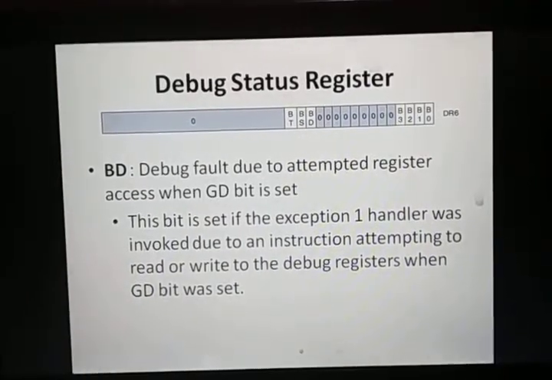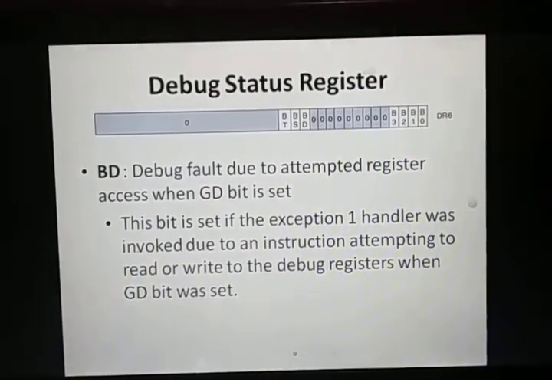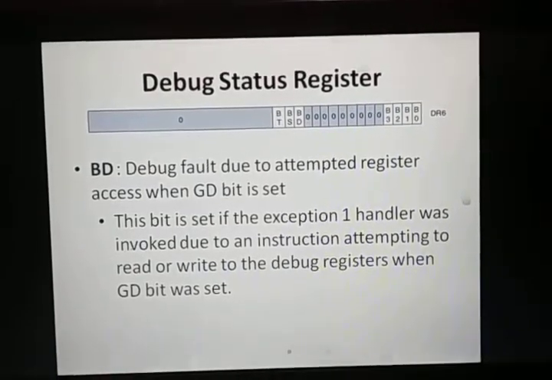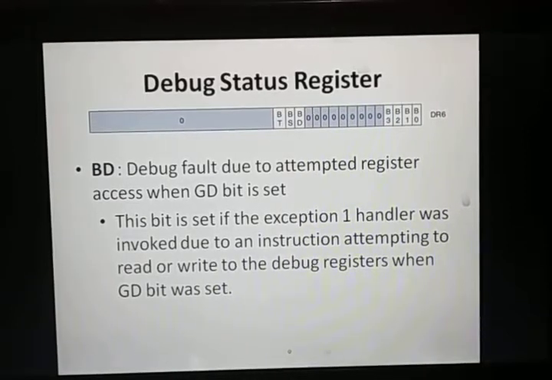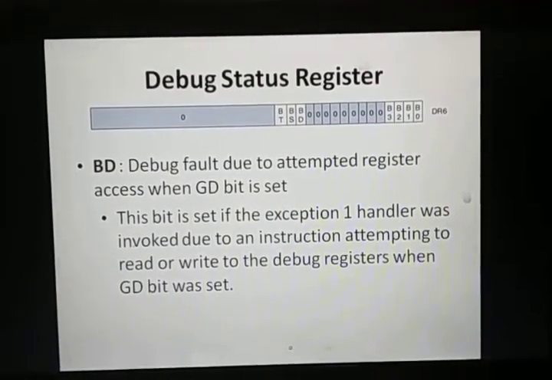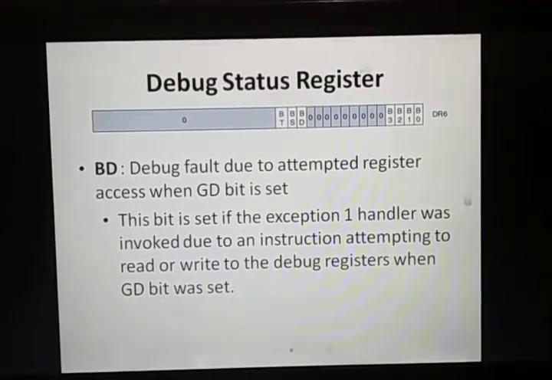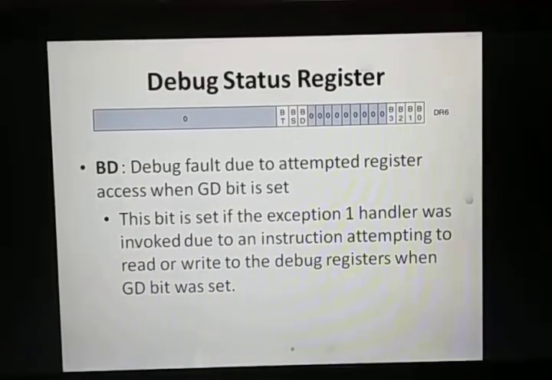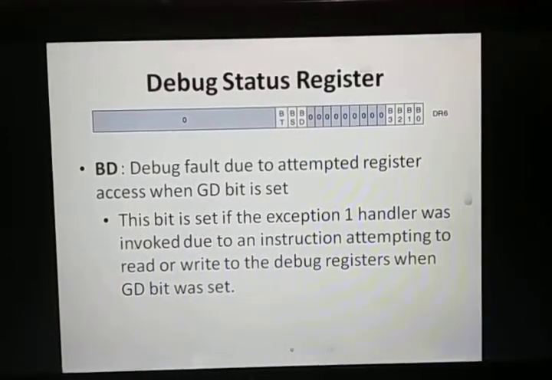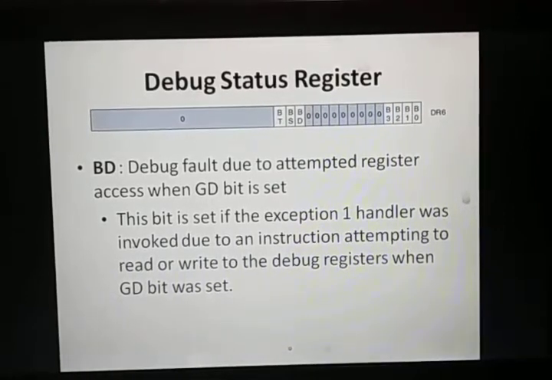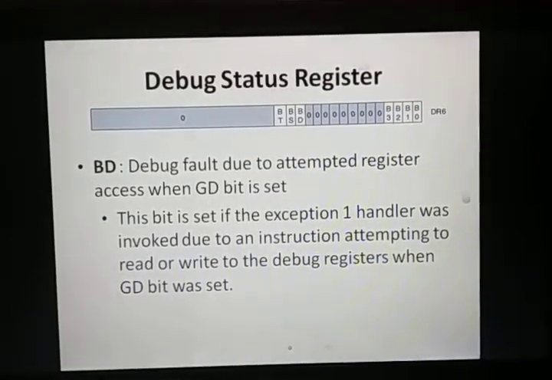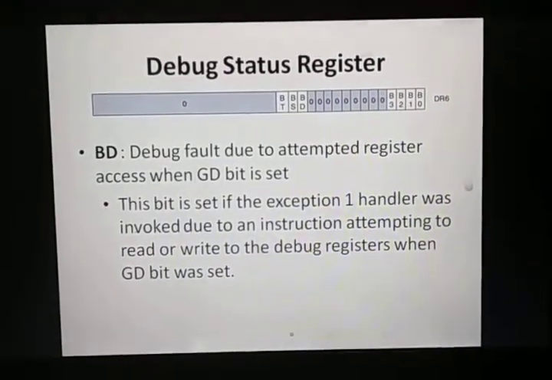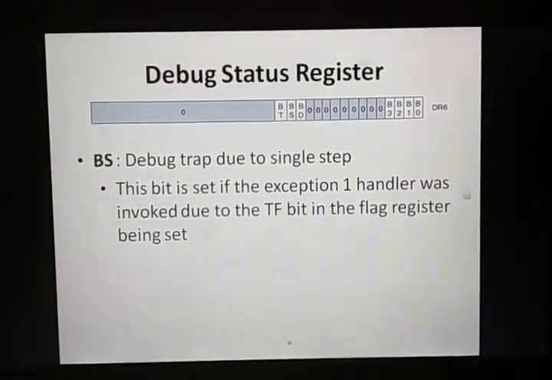Then the BD bit: debug fault due to attempted register access when the GD bit is set. We have discussed the GD bit; it is used for protection purposes. If the GD bit is set to 1, we cannot access any debug register. If you attempt to access any debug register, a fault is generated. So this bit is set if the exception 1 handler was invoked due to an instruction attempting to read or write a debug register when the GD bit was set.